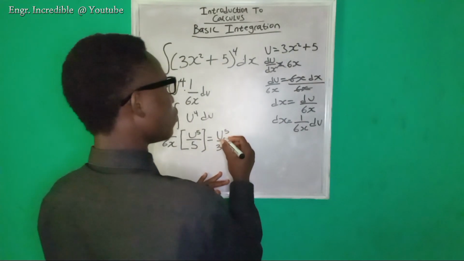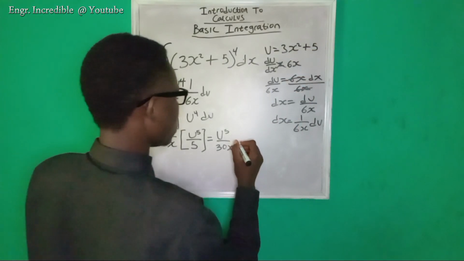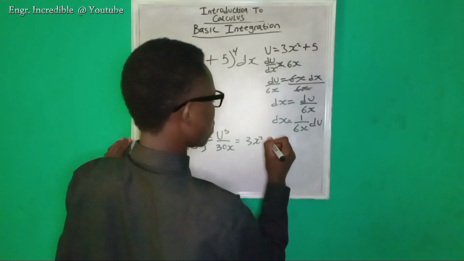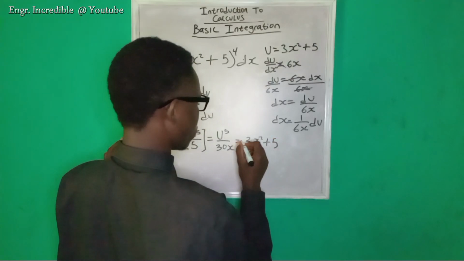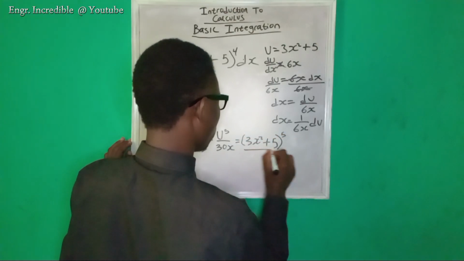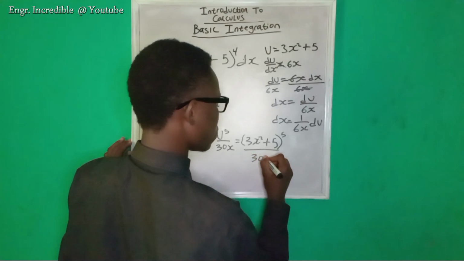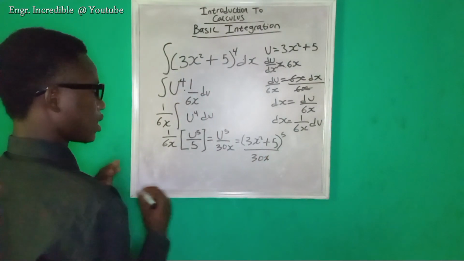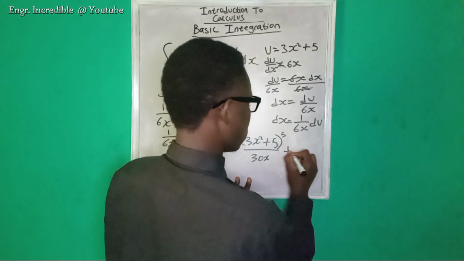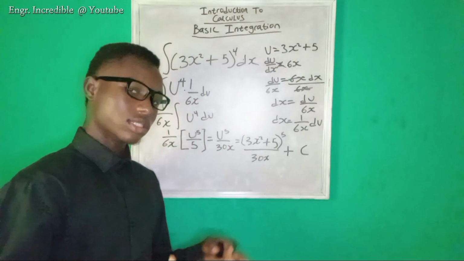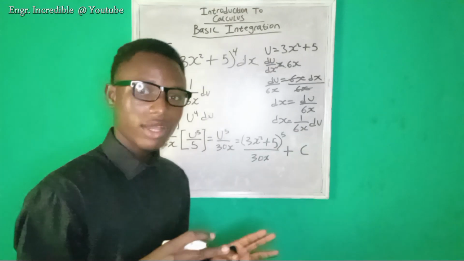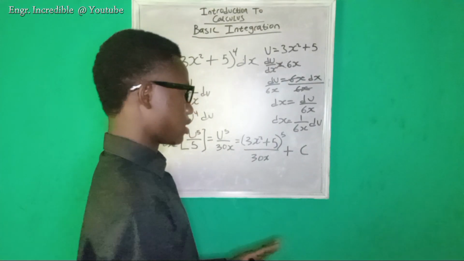We get our value of u back from here. We get it as (3x square plus 5) all raised to power 5 over 30x. This is our answer. Then don't forget to add plus c. I forgot to add plus c in my first question. Always remember to add plus c whenever you are doing your integral signs. Always remember.